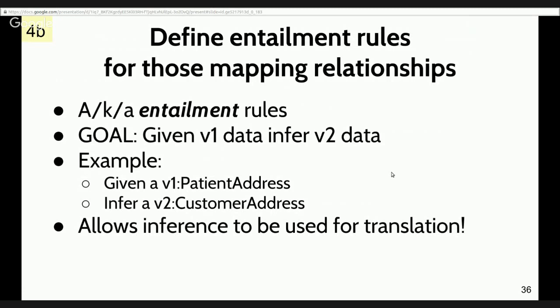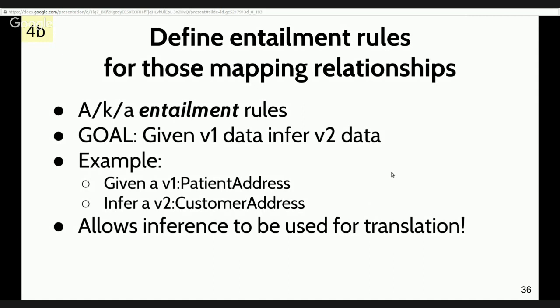So the second part then is to define those entailment rules for the mapping relationships. So the goal of defining these entailment rules is to allow you to do an inference given instance data in one vocabulary, to allow you to infer the corresponding data in the other vocabulary. That is essentially the inference that that entailment rule needs to do.